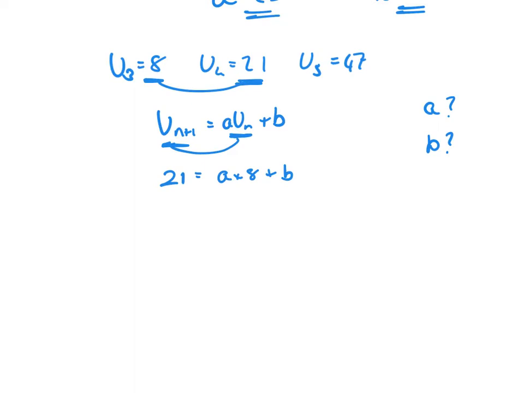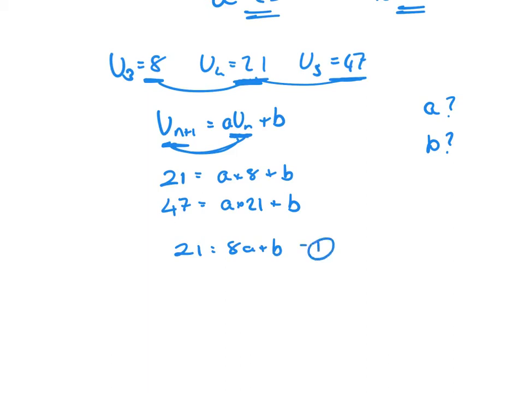And then subsequent to 21 is 47. Subsequent to u_n is u_(n+1). So another acceptable equation would be 47 equals A times 21 plus B. Let's shorten these up. 21 equals 8A plus B, call that equation 1. And 47 is equal to 21A plus B, call that equation 2. Okay, simple to solve again.